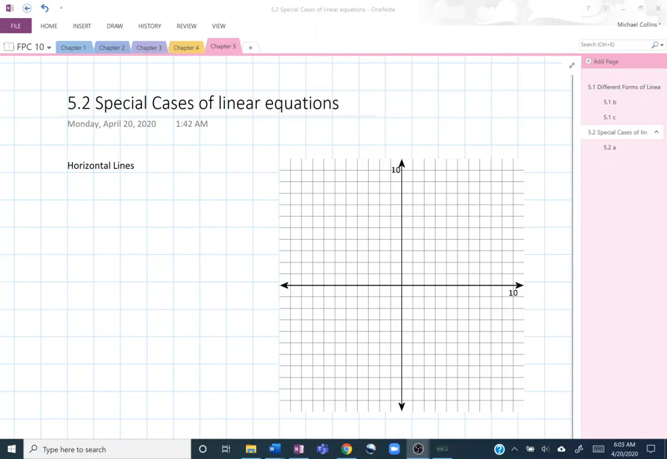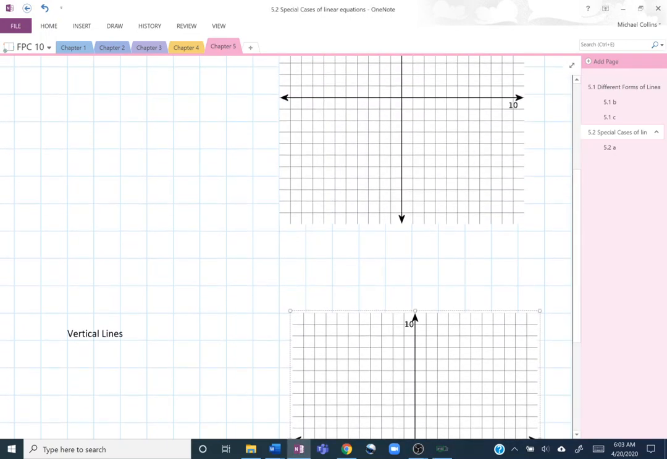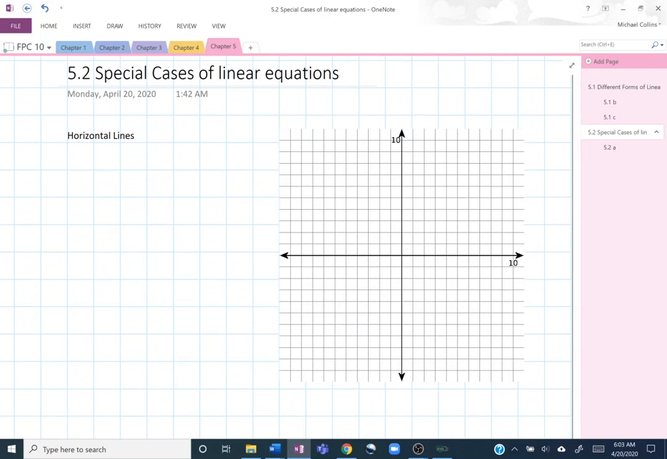Hi, and welcome to 5.2 Special Cases of Linear Equations. These have come up a couple of times. We're going to talk about them specifically with horizontal lines and vertical lines. We're going to start talking about horizontal lines.